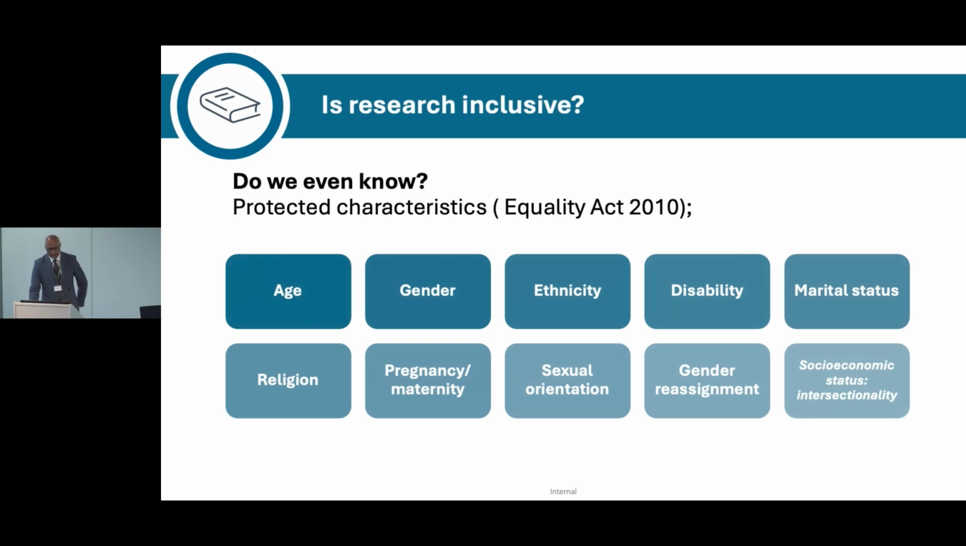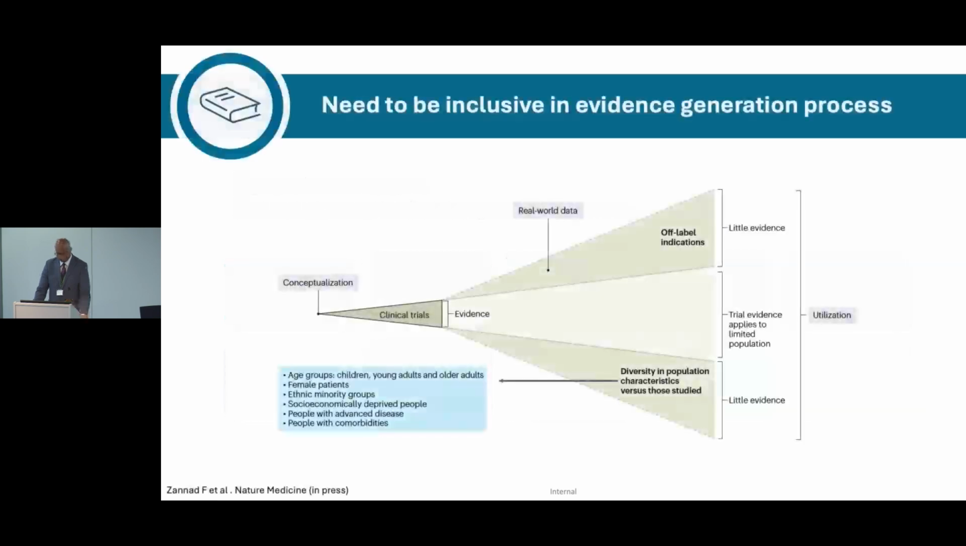So is research inclusive? Well, when we conduct our research we really should be thinking about all protected characteristics, which you all know are age, gender, ethnicity, disability, marital status, religion, pregnancy, maternity, sexual orientation, gender reassignment, and socioeconomic status. And most of the time in our work, we look at the intersectionality of some of these aspects as well, which is really important. So why is it important to be inclusive?